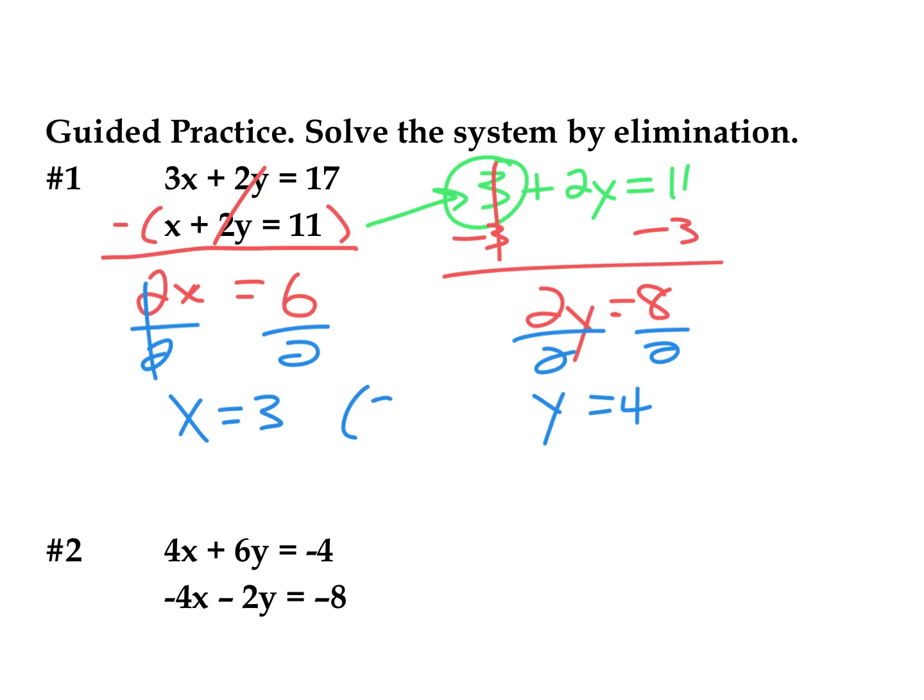So my final answer would be 3, 4. Right? Write it as an ordered pair, x, y. That's my final answer. That's the one solution to that whole system. How can we find out if that's accurate? We can plug it in.